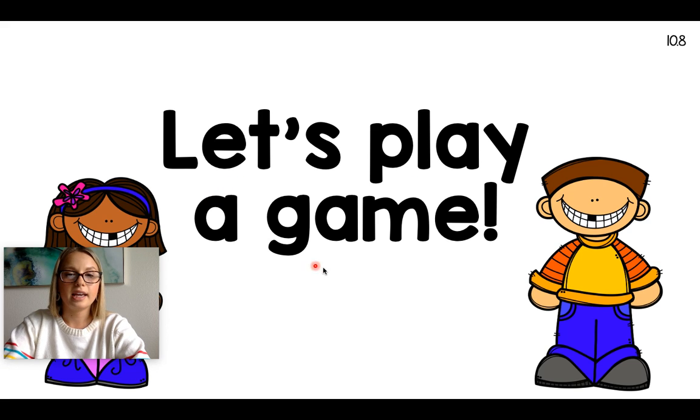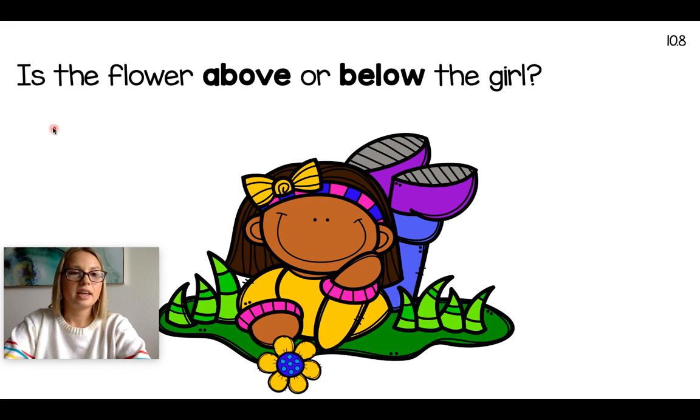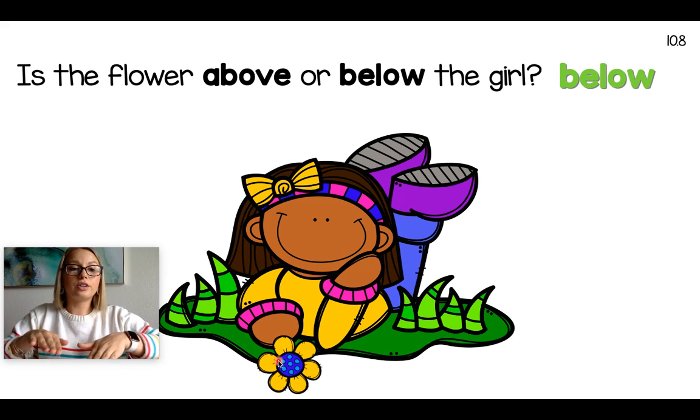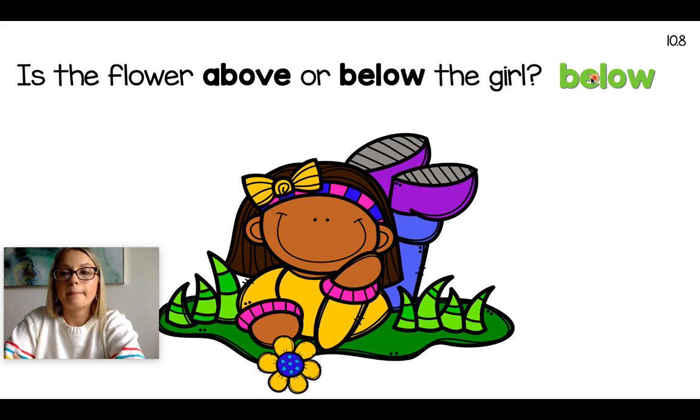Let's play a game. Is the flower above or below the girl? The flower is below the girl, right? Here's the flower. It is underneath the girl, so it is below.